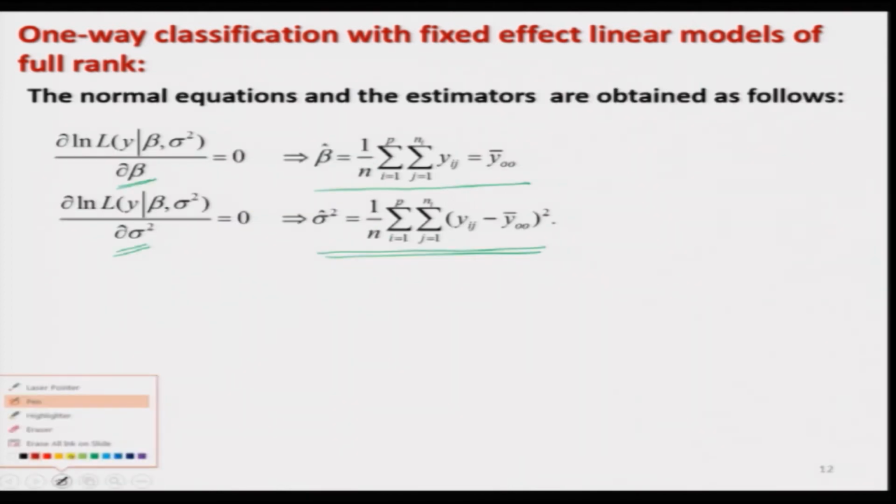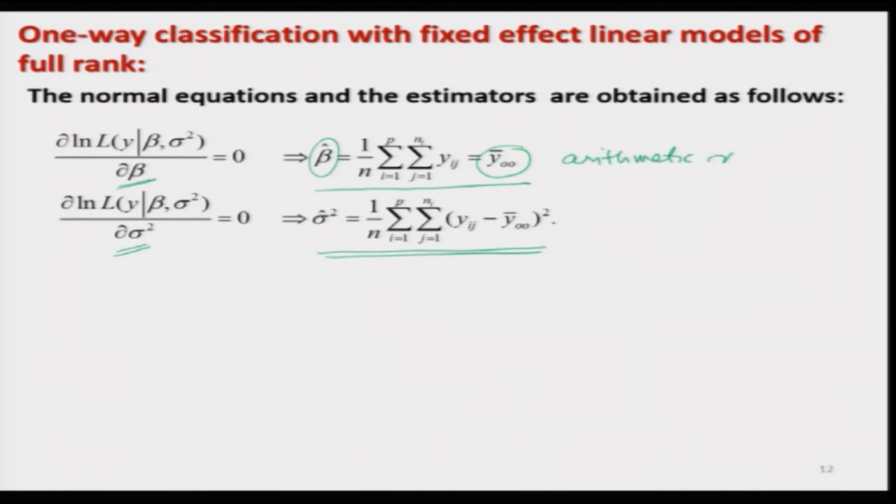And so, this value of beta that you have just obtained is your beta hat, that is the maximum likelihood estimator of beta under small omega, or when H naught is true, that is when all beta 1, beta 2, beta p are the same. So, this comes out to be simply the arithmetic mean of all the observations.